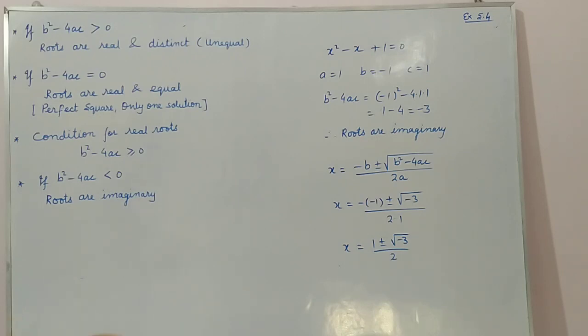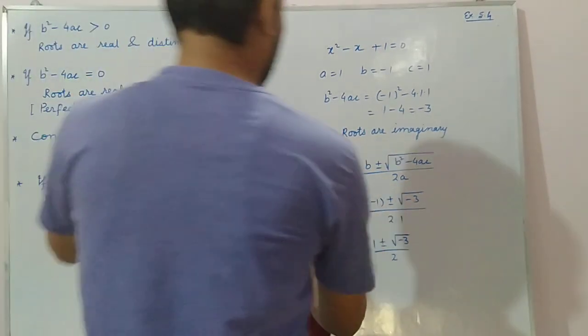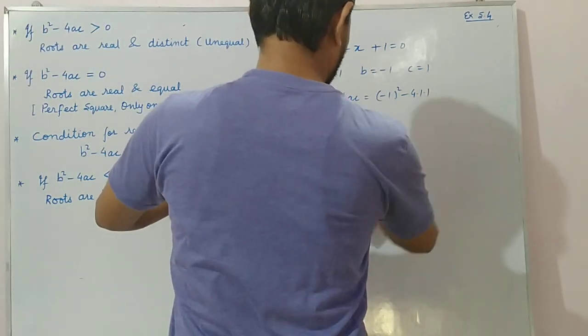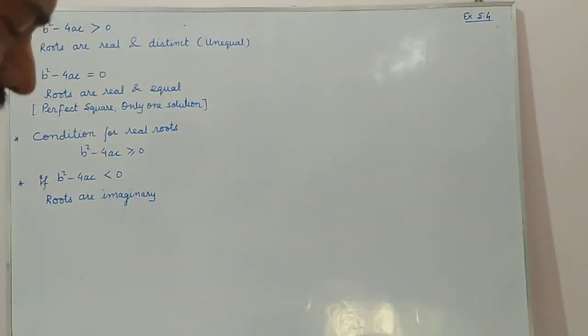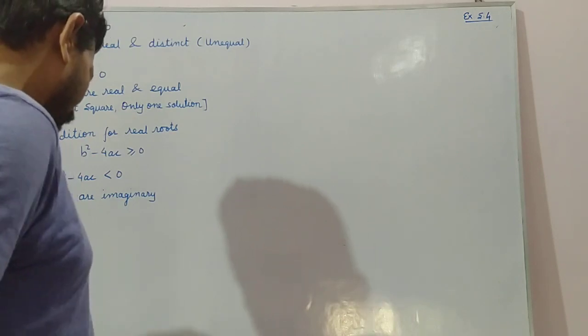Next. So three types of roots I have shown. In the first case it was real and distinct. Second case it was real and equal. Third case it is imaginary. Now we will come to the exercise. In the exercise, see here, question number 1 and 2 you can do easily.